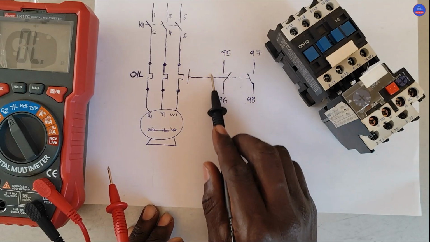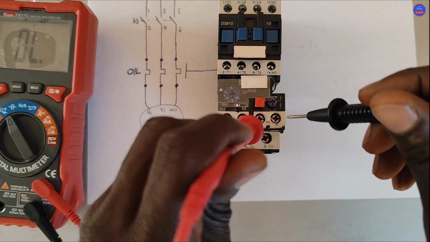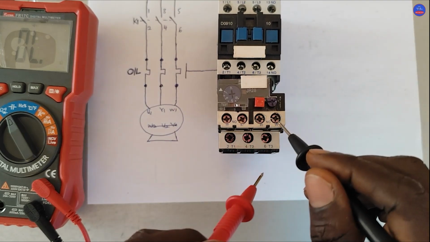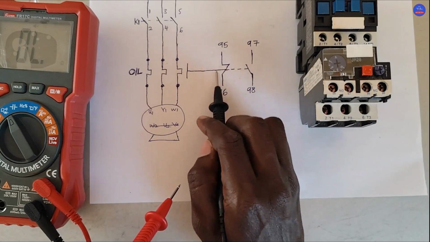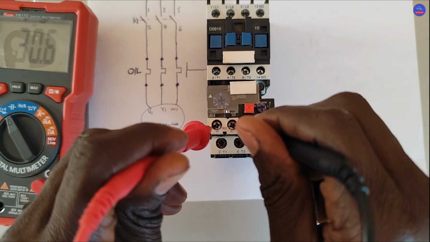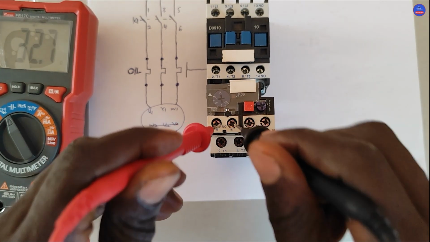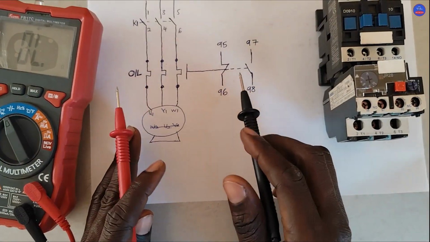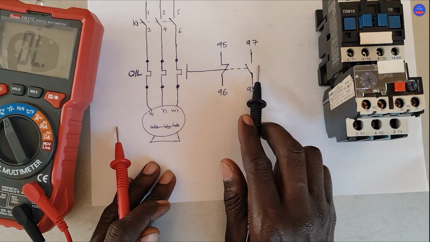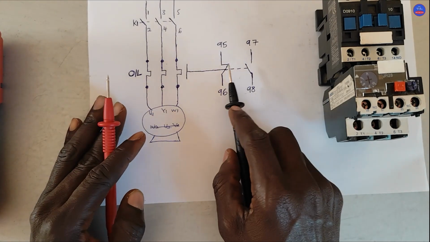Now let's see the control bars or the auxiliary contacts. I will test the 95-96. You see that I tested it, but it is not reading. It means that it has opened. This contact is open. I'll test the 97-98. You see that it is reading. So we should understand that whenever an overload relay trips, it is only the control side that changes its contacts, but the main bars still remain closed. So engineers, this is how an overload relay works.